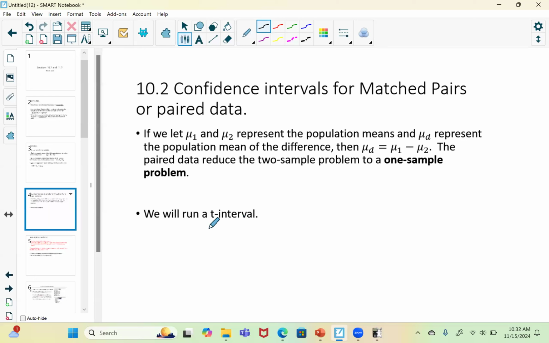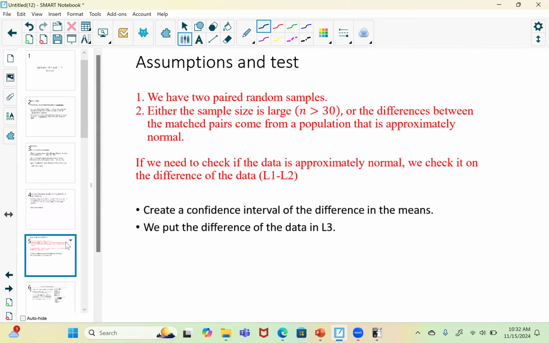So what we're going to do is run a T interval again, but we're going to run it on the difference between the sample means and the sample standard deviations. And we'll look at how we do that. Again, in order to do this, we have to be able to use a T distribution. And to do that, we have to have two conditions.